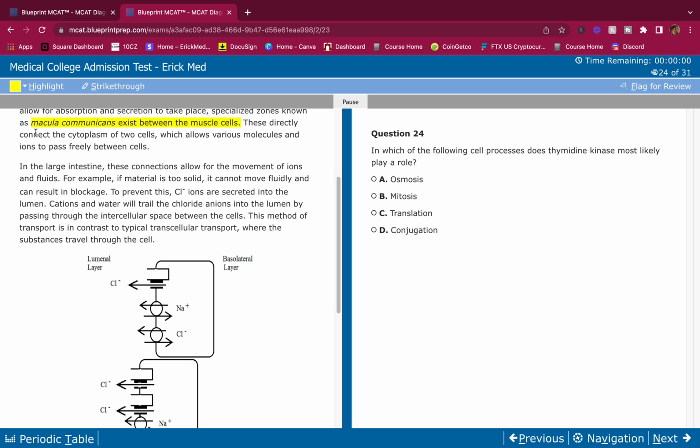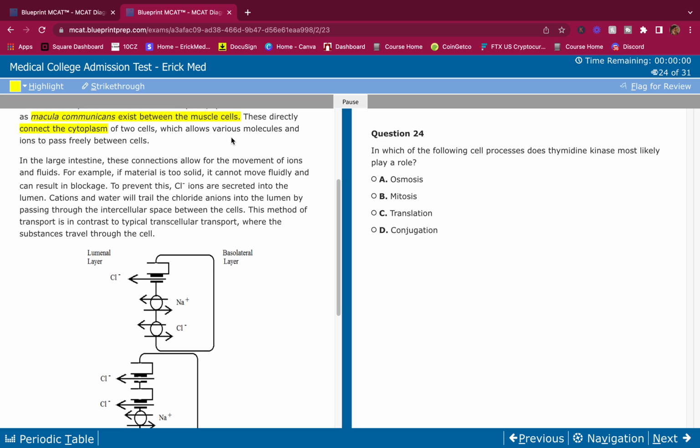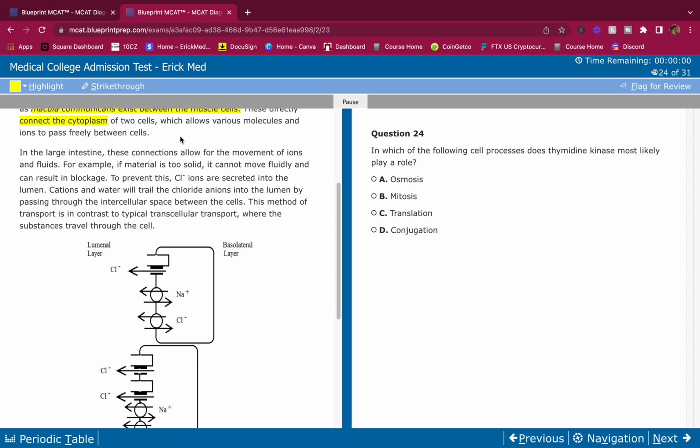They connect the cytoplasm, all right? You should know your junctions. You should know your tight junctions. You should know your desmosomes. You should know your gap junctions. Those are pretty high yield, okay?